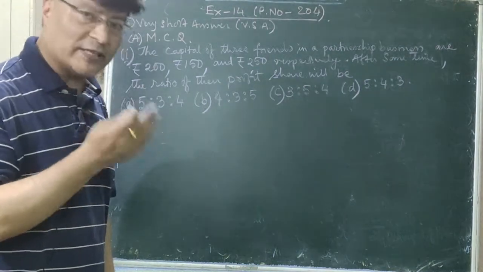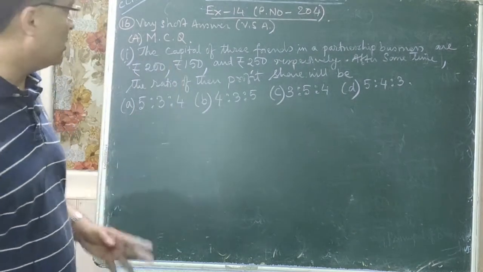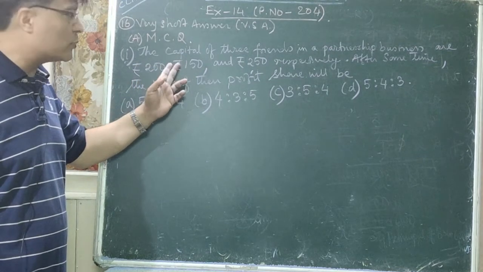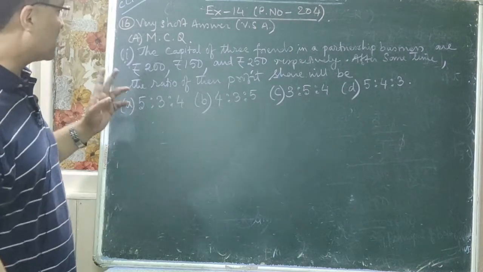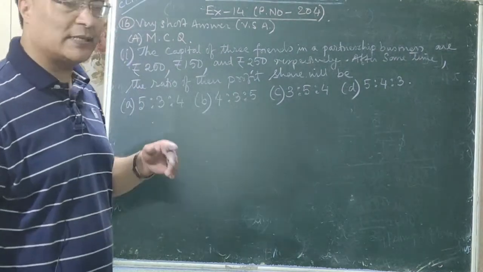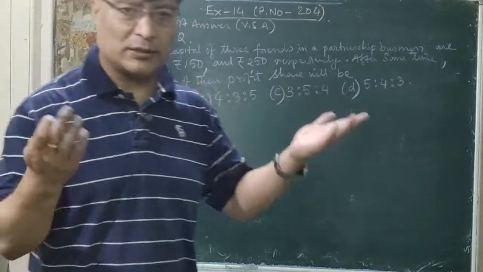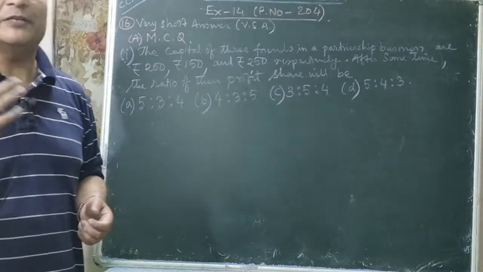Or ke dieko cha investment, their investment or their capitals is given out here. The first friend ko capital rupees 200, second friend ko capital rupees 150, third friend ko capital rupees 250 dego sa. So after some time, what will be the ratio of their profit share?